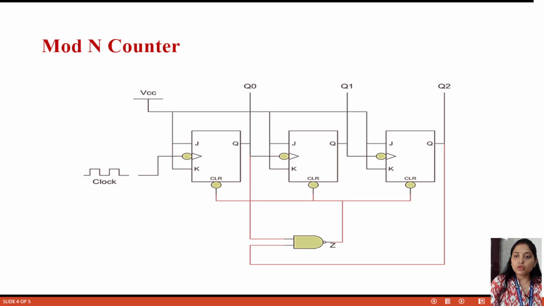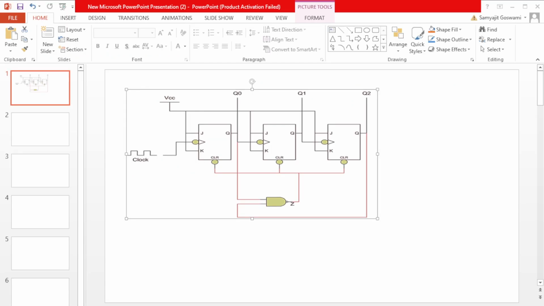Okay, so what is the design process? To describe this design process, what is going on here? First of all, this is an asynchronous mod n counter. How can I understand this is asynchronous?